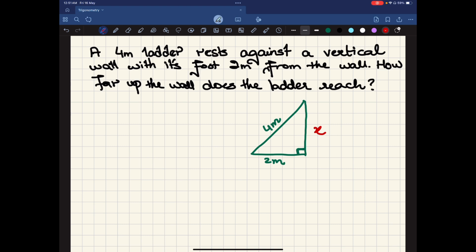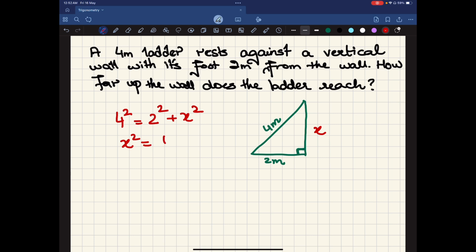With the sketch drawn and understood, I think there's no problem in finding the value of x. You just have to apply Pythagoras: the length opposite to the right angle, which is the hypotenuse, is 4 meters.